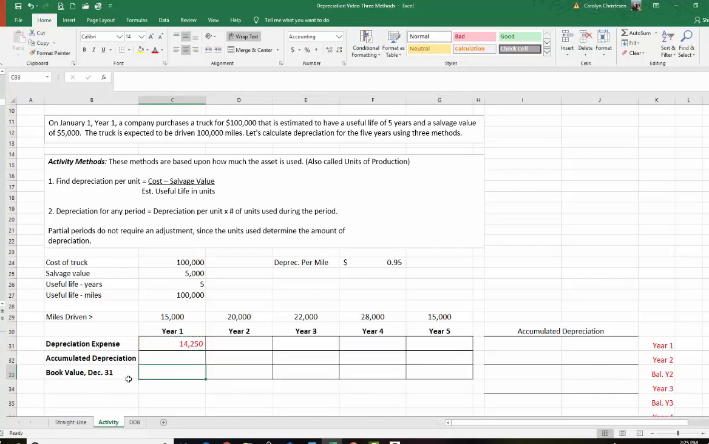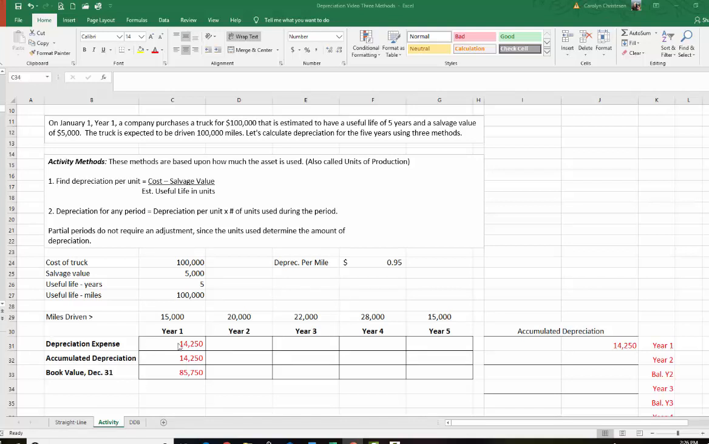Okay, this way everything will look better. All right, so at the end of the first year, our accumulated depreciation is $14,250. Over here, let's put it here. How much is our book value at the end of the first year? It's the cost of the truck minus accumulated depreciation. So at the end of the first year, our book value is $85,750.